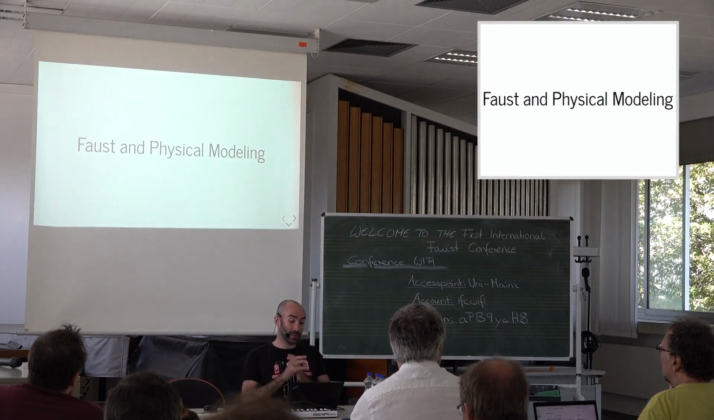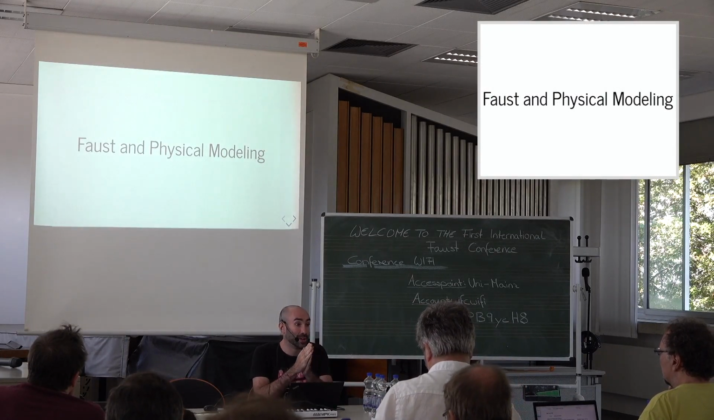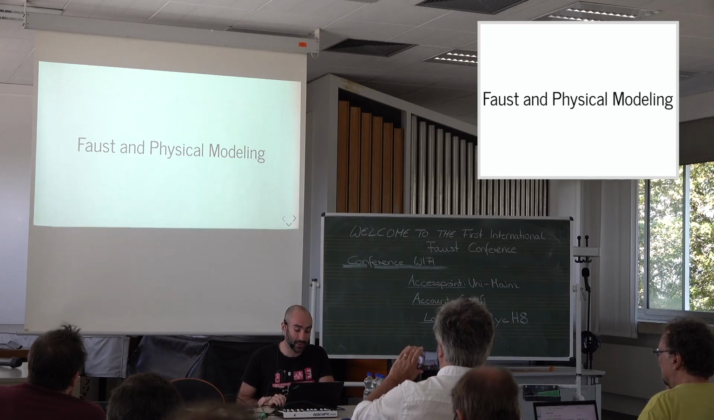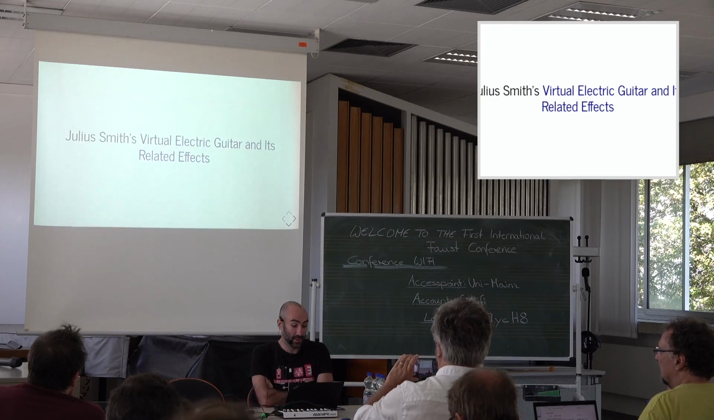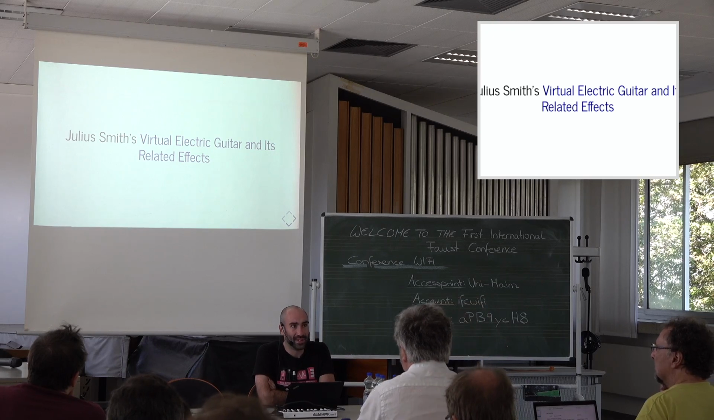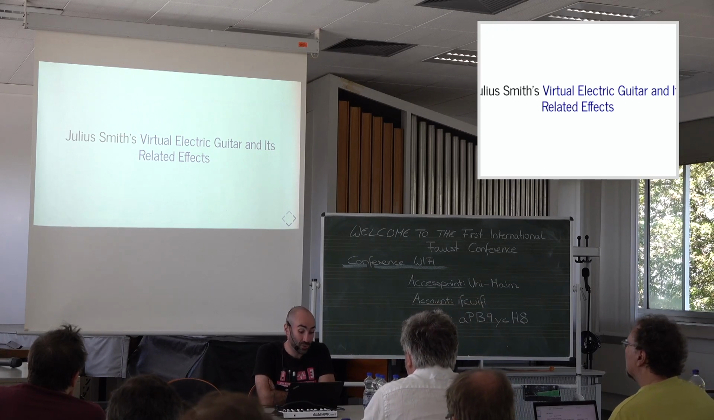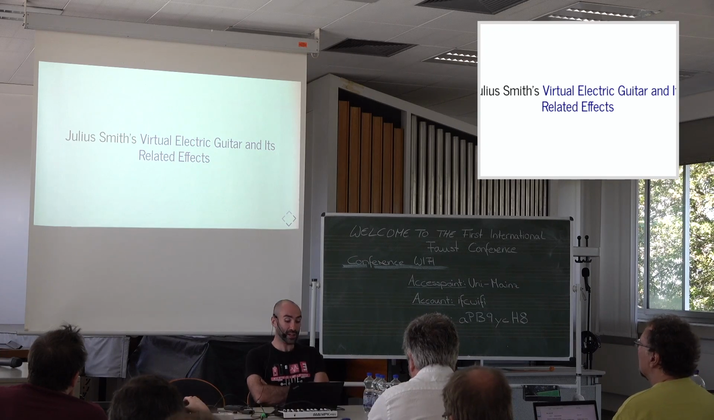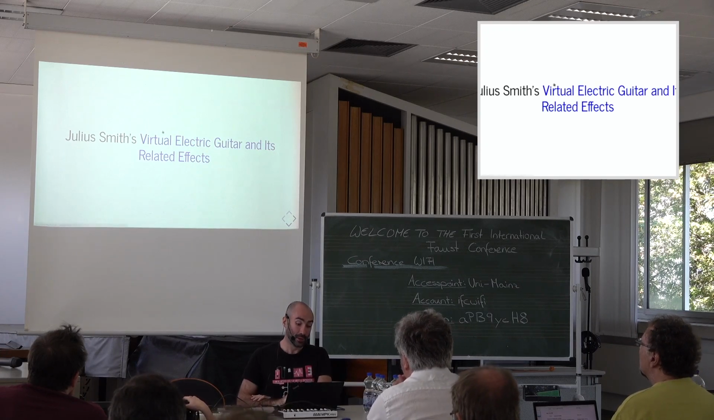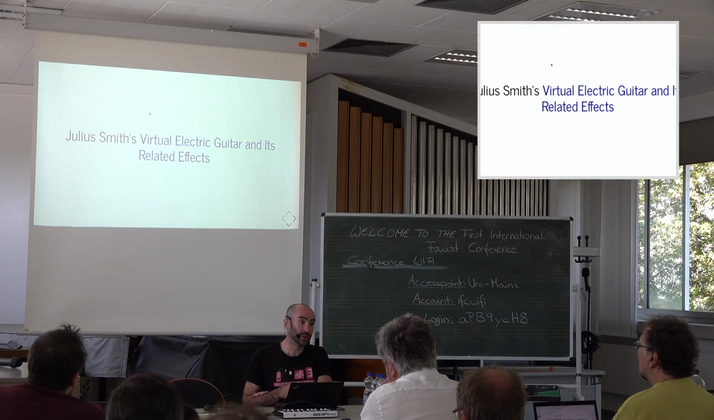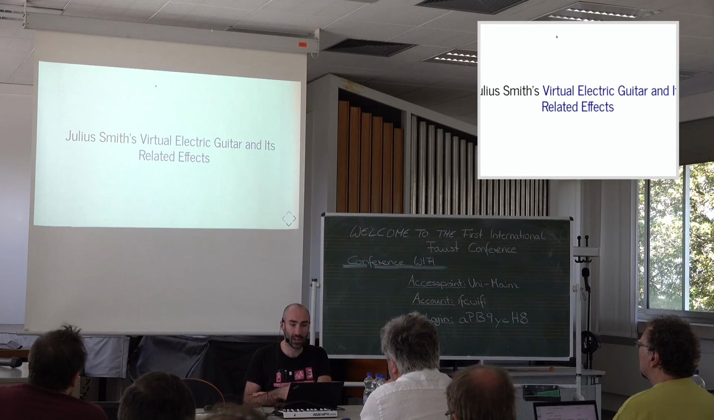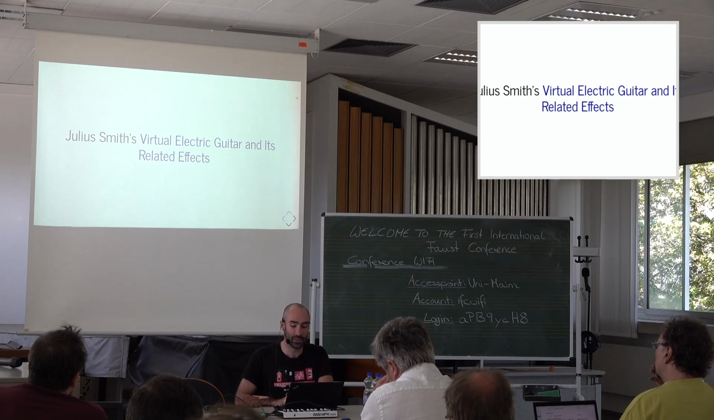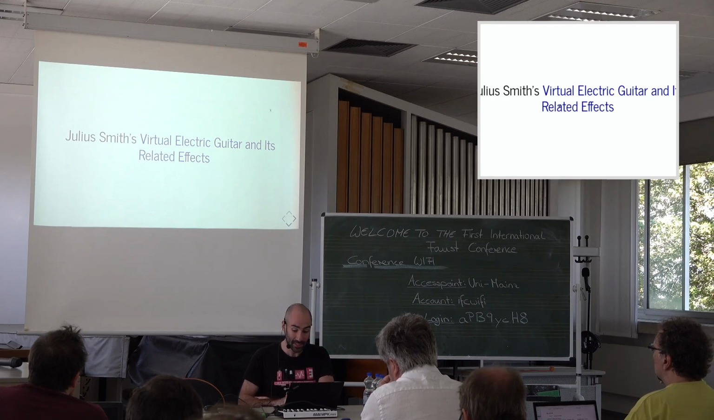So first, I'm going to talk about Faust and physical modeling in general, and just do a little history of Faust and physical modeling. So the first example of physical modeling in Faust was by Julius Smith, who implemented his virtual electric guitar and related effects. All the slides that I'm presenting here are available online. I'll give you the URL at the end of the presentation, but you can follow the link if you want to check this out. So that's pretty cool.